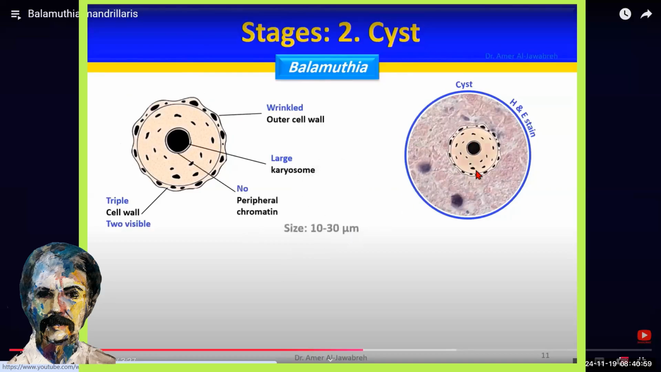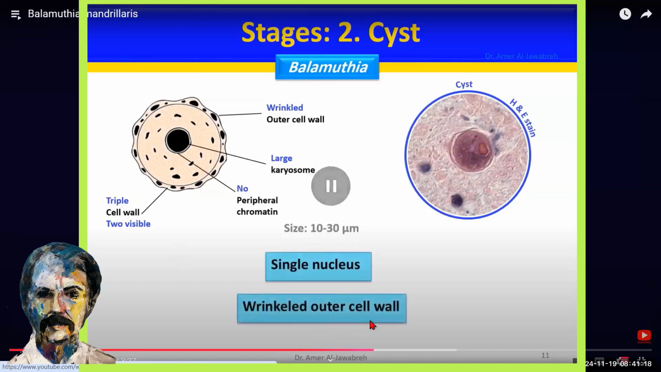No peripheral chromatin, and this is the image. And below the image, you see the original one. See? These are the wrinkles. And this is the nucleus. Looks so. 10 to 30, the cyst, which is big. Single nucleus, wrinkled outer cell wall, as seen in the hematoxylin and eosin stain, or as seen in the diagram, the figure.